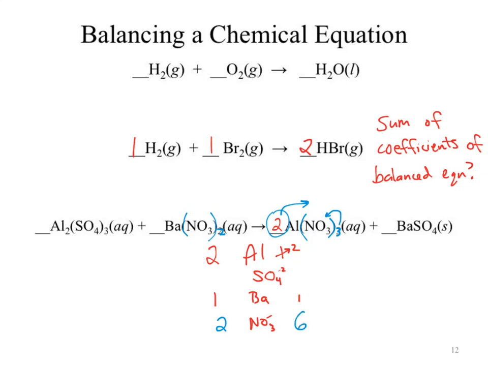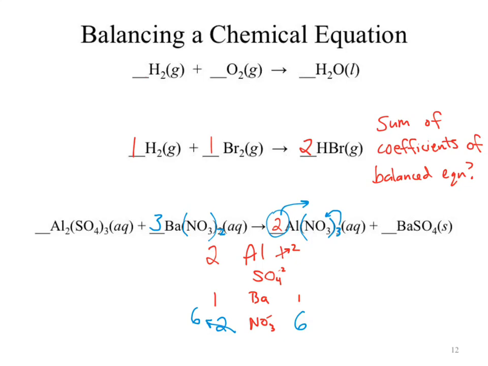6. Are we balanced? No. So what do we have to do? Put a 3 in front of the barium. Why am I confused by the adding 3? If you add 3 and 2, that's not going to be right. What are we doing? We're multiplying, and we get 6. Okay?